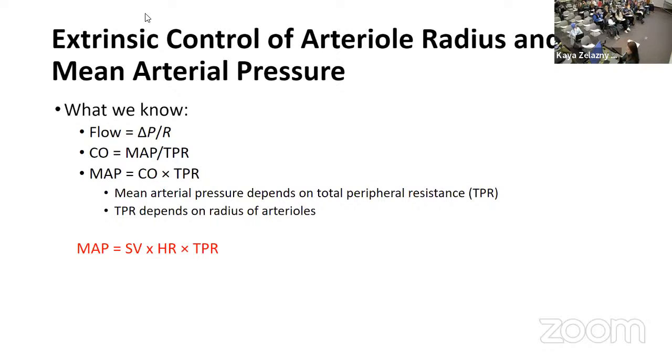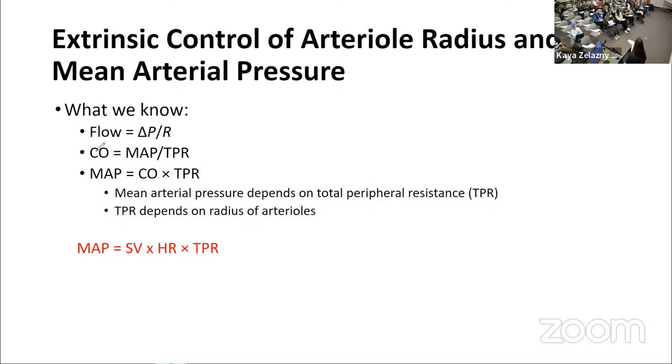Okay. So then we also saw previously, and I'll write this part out, right? We can substitute in physiologic variables to this general equation for flow. So flow, when we're talking about the cardiovascular system, that is our cardiac output, okay?